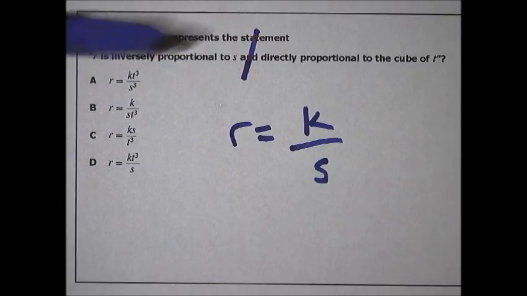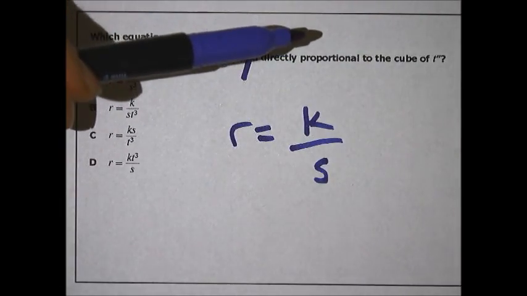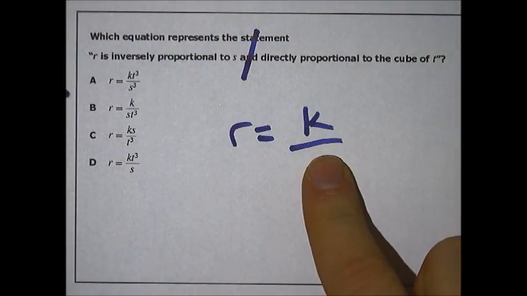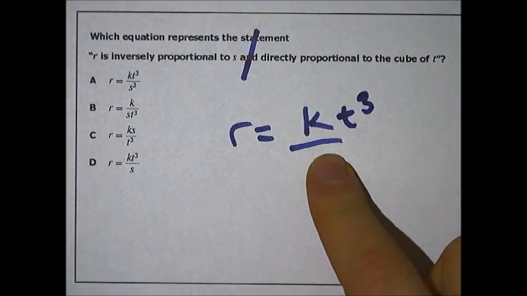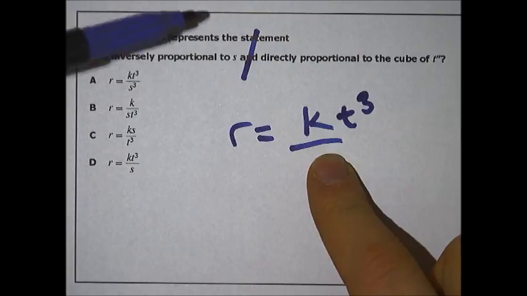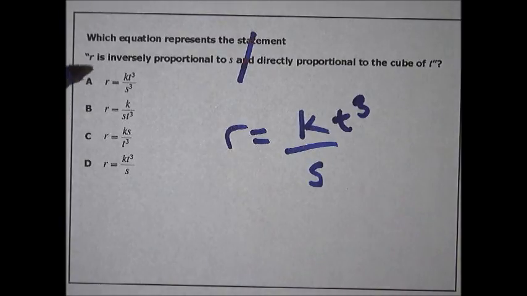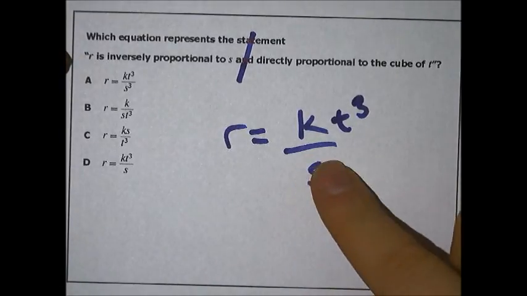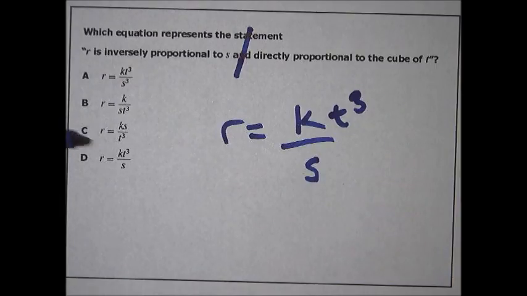Now if I read this problem again, but ignored the first part and said R is directly proportional to the cube of t, that just means t to the third. So if it's directly proportional to the cube of t, we'll pretend this isn't here right now. R is directly proportional to the cube of t. So you're doing two things at once. Anything directly or jointly would be up top. Anything inversely would be on the bottom. So reading the whole statement, R is inversely proportional to S. We're showing that. And it's also directly proportional to the cube of t. We're showing that. So that takes you to choice D.